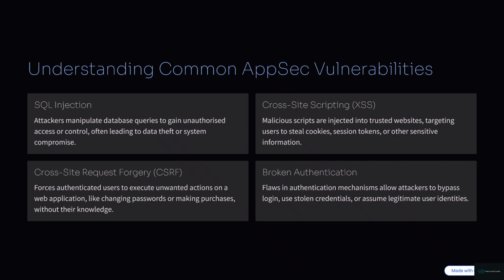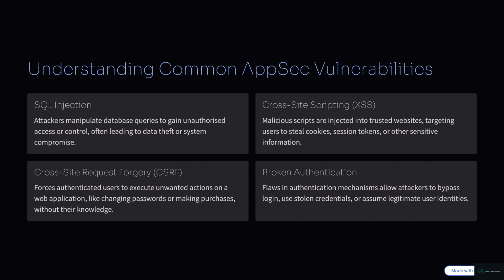Second is cryptographic failures, and third is injection, SQL injection, and there are many types of injections. Fourth is insecure design. Fifth is security misconfiguration. Sixth, vulnerable and outdated components. Seventh is identification and authentication failures. Eighth is software and data integrity failures. Ninth is security logging and monitoring failures. And tenth is server-side request forgery. So these are some common vulnerabilities that OWASP provides every few years after research.